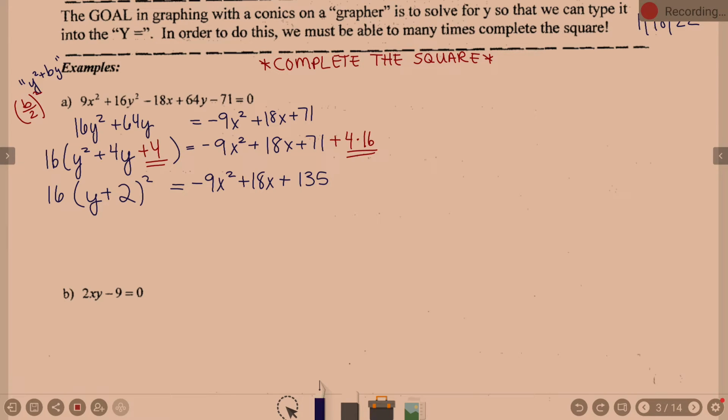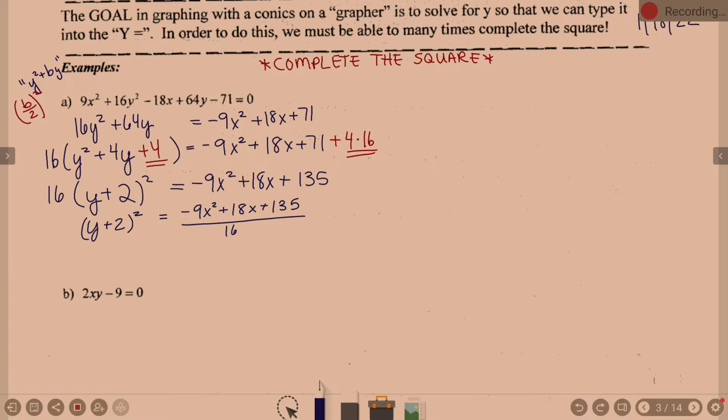I would get the 16 moved over. How do we move that 16 over? We're going to divide. So if I divide the left by 16, it just becomes y plus 2 squared. If I divide the right by 16, it's not looking very pretty for dividing by 16, is it? So I'm going to make it one big massive fraction. Negative 9x squared plus 18x plus 135 all over 16. No one said it would be pretty.